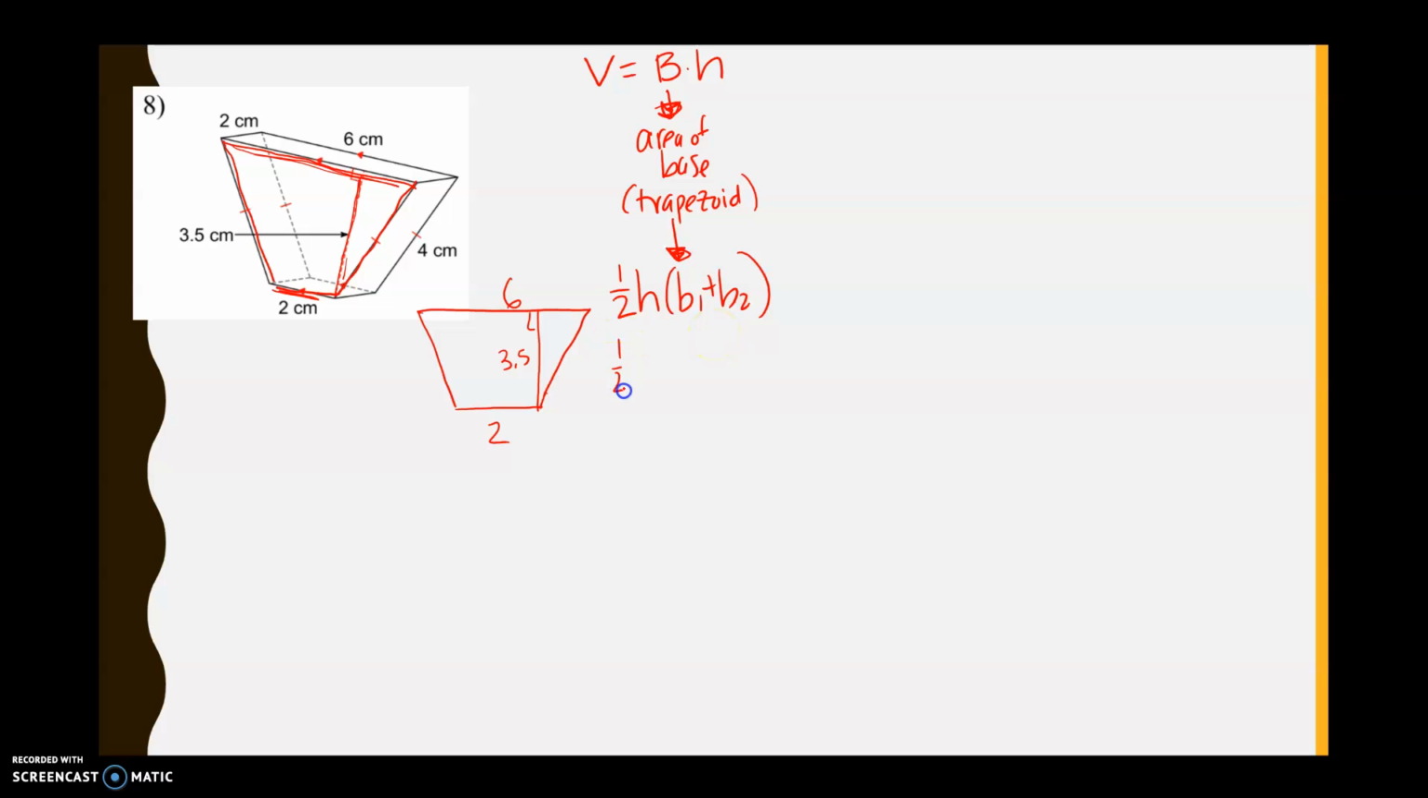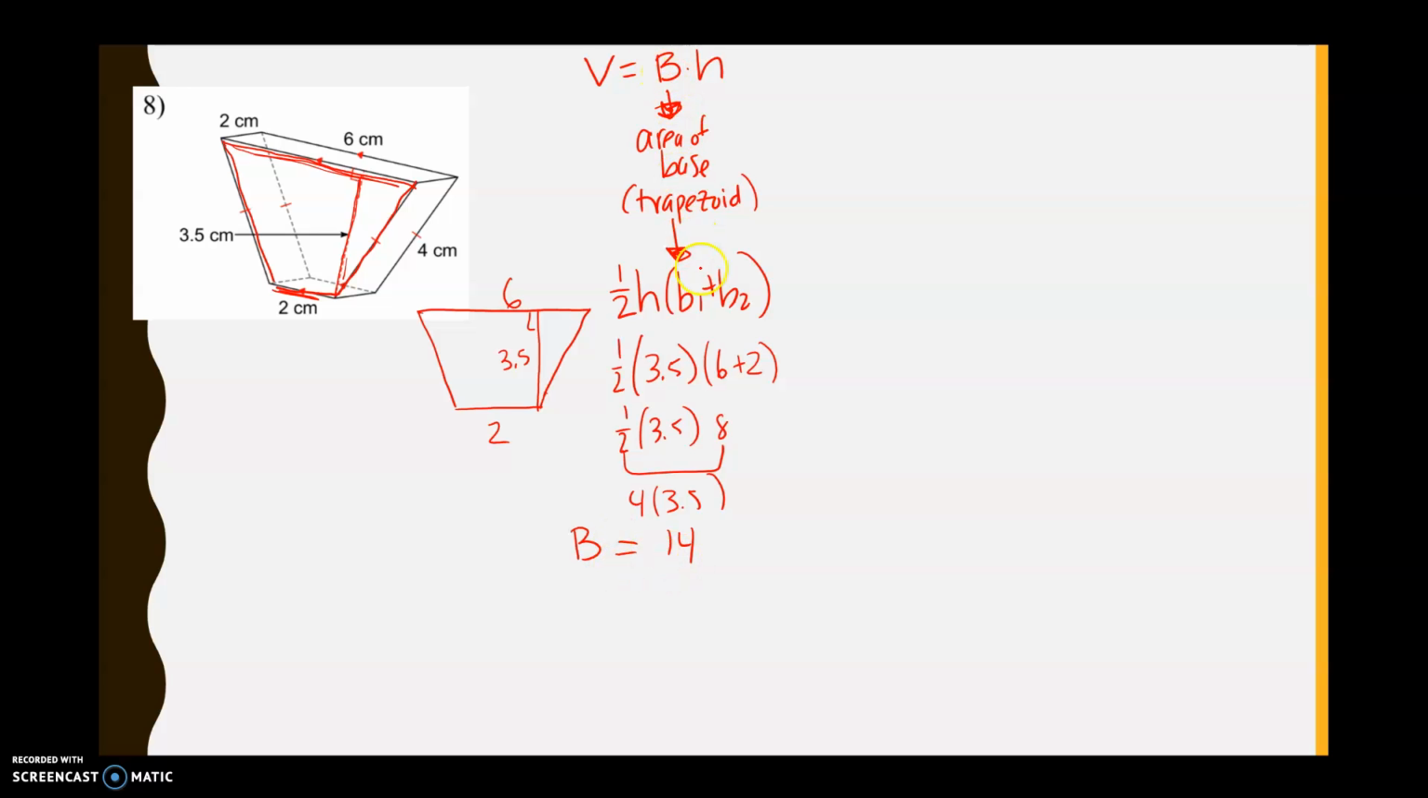I'm going to get 1/2 times the height, which is 3.5, times the base. I'm going to have base 1, which is 6, plus base 2 of 2. Again, it doesn't matter which one you have, base 1 and base 2. I'm going to take 1/2 of 3.5. 6 plus 2 is going to give me 8. Half of 8 is 4. So 4 times 3.5 is going to give me 14. So 14 is what my big B is equal to.